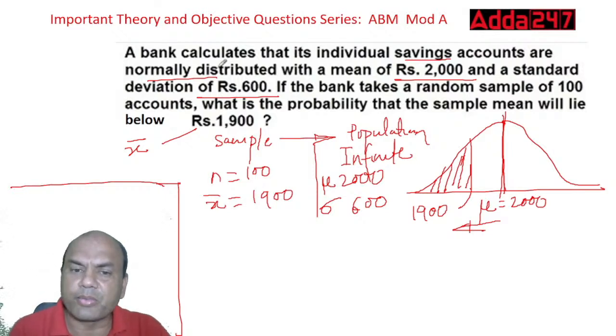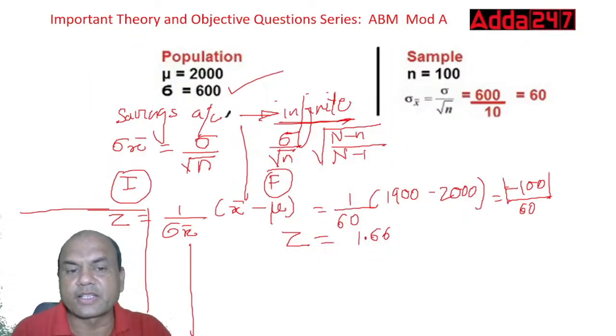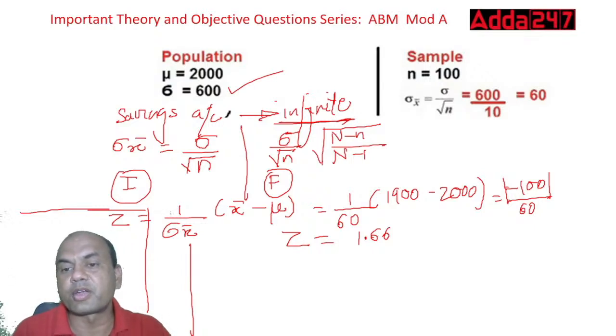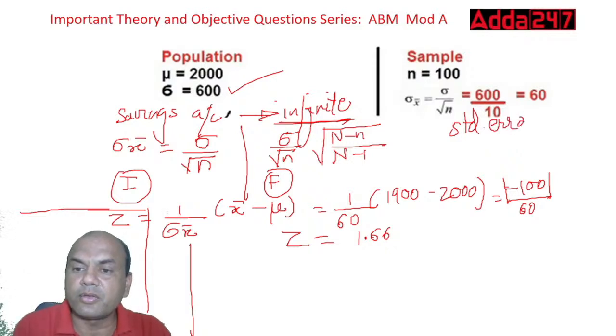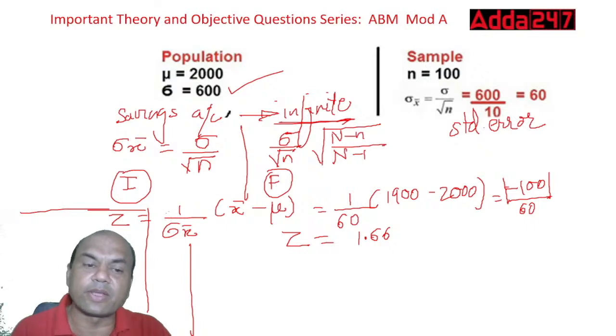Whenever you get such a problem, you firstly divide it into these four parts. Then apply the formula for psi x bar, psi upon root of n, if it's an infinite population. 600 upon 10: 600 is psi, the standard deviation, and root of 100 is 10, so 60. You got it, psi x bar. This is known as standard error.